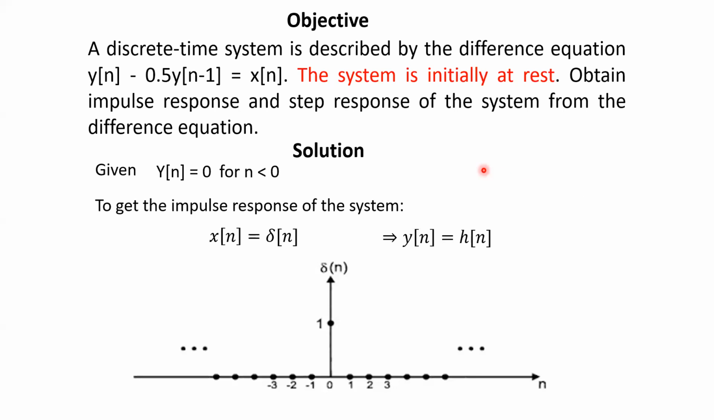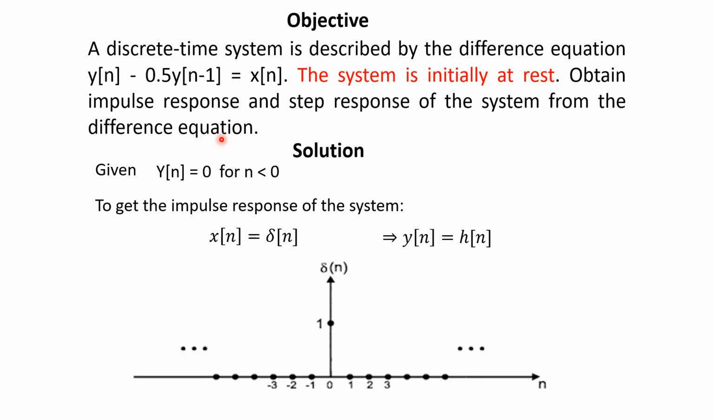The objective of this experiment is written over here. You can read it out. A discrete time system is described by the difference equation y[n] minus 0.5 y[n minus 1] equals x[n]. The system is initially at rest, and we have to obtain the impulse response and step response of the system from the given difference equation. This is our objective, and we have to implement this particular problem on MATLAB.